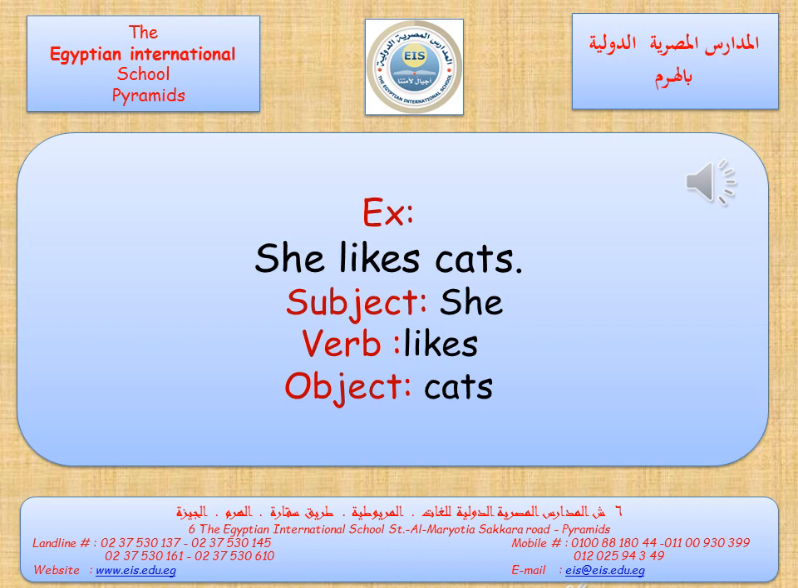Now, where is the verb, guys? Think, where is the verb? She likes cats. So, what do you think? Yes, it's likes. She likes. Alright, let's now move to the object. What does she like? She likes cats. So, cats is the object. Yes. Hope, guys, that you understand it well.